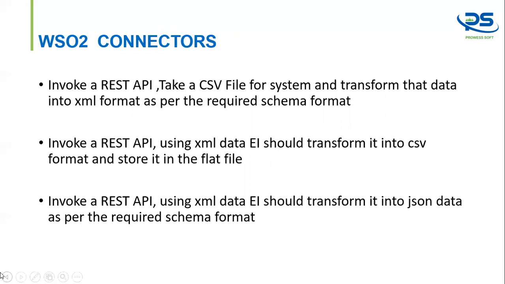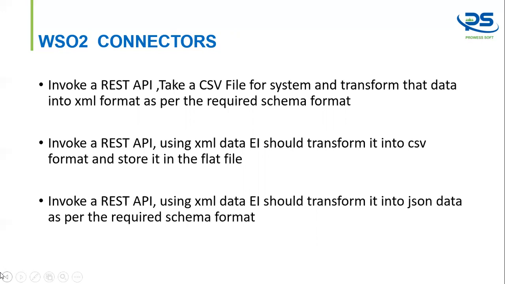The third is where we will be invoking with XML data using EI, where it will transform the message into JSON format using the schema. If we transform normally using XML to JSON, it won't preserve the data types and everything. If we use the schema format, we can implement that, and I will explain it in the process itself.